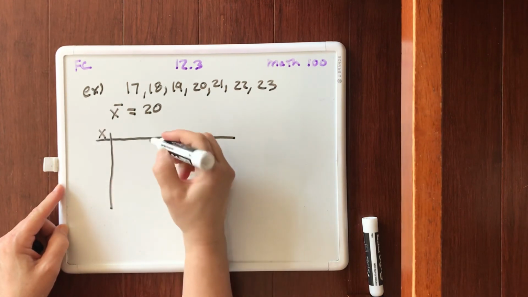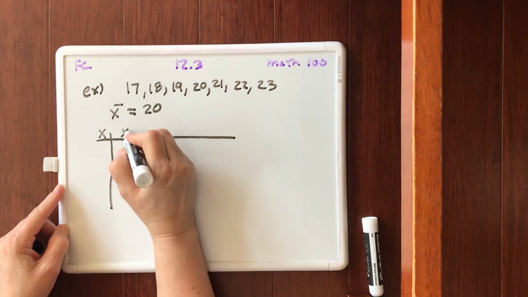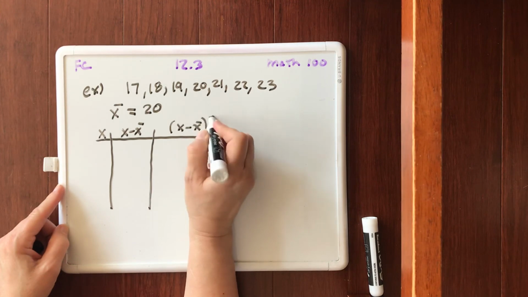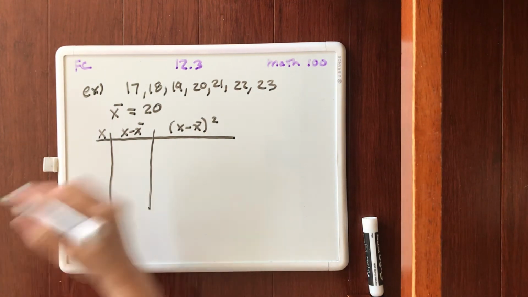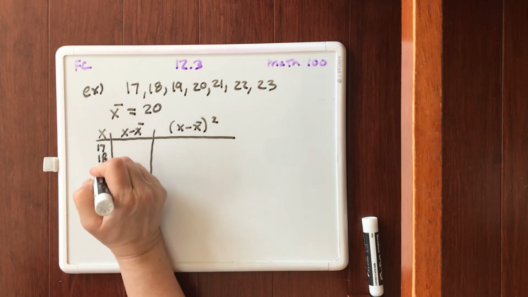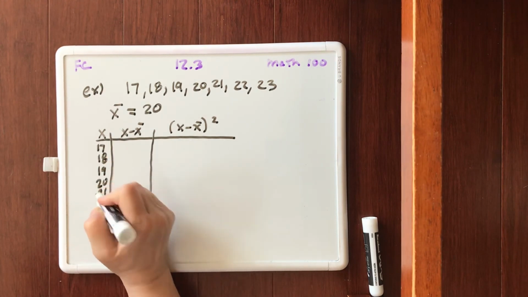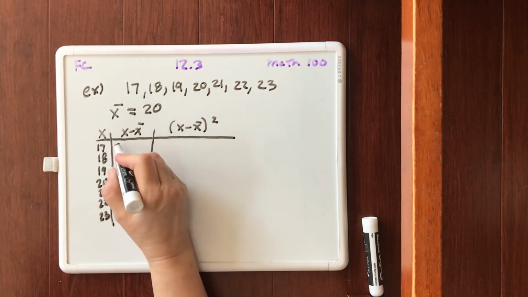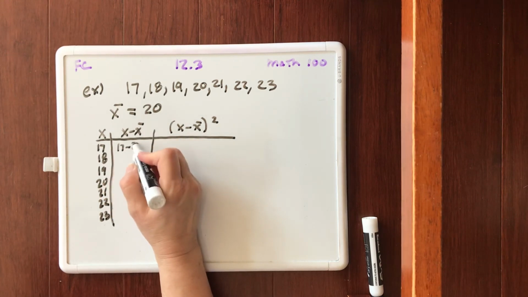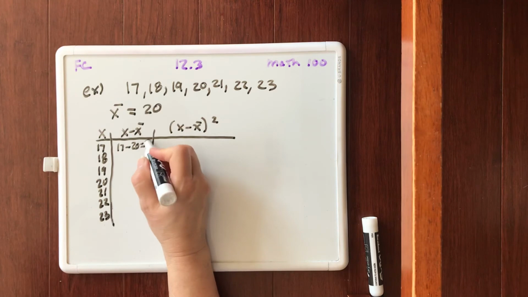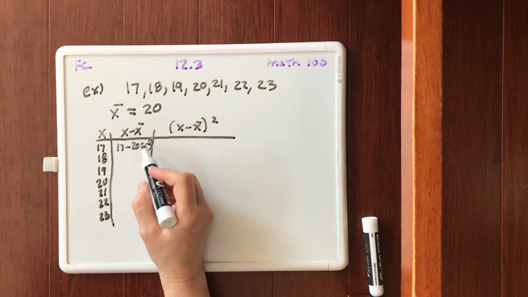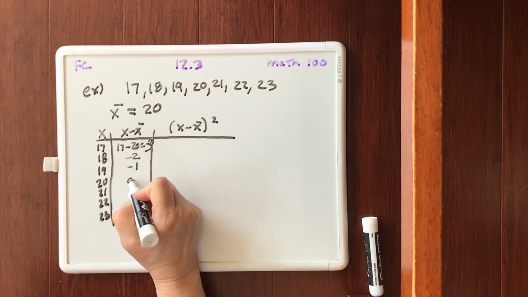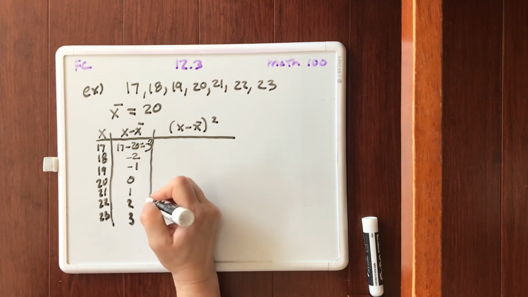Okay, so we have x. We have x minus the mean. And then this last part is x minus the mean squared. Okay, so listing the x's: 17, 18, 19, 20, 21, 22, and 23. Okay, so now we're going to take each number and subtract the mean. And that comes out to -3. All right, so if we do all this, the next ones would be -2, -1, 0, 1, 2, and 3.